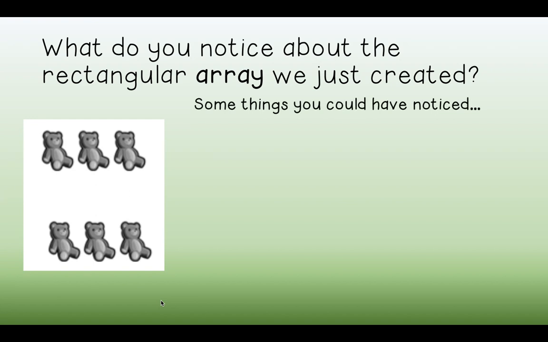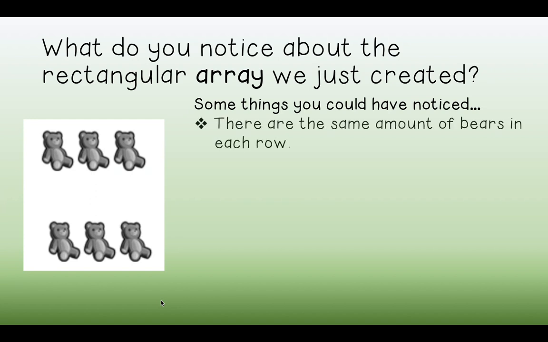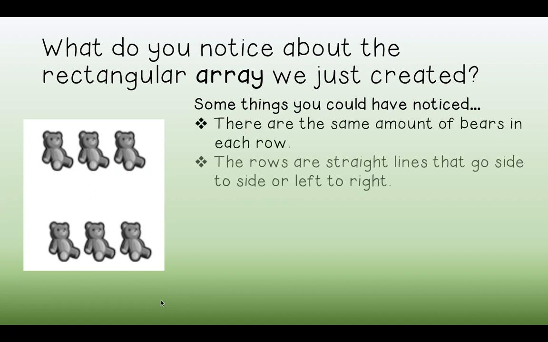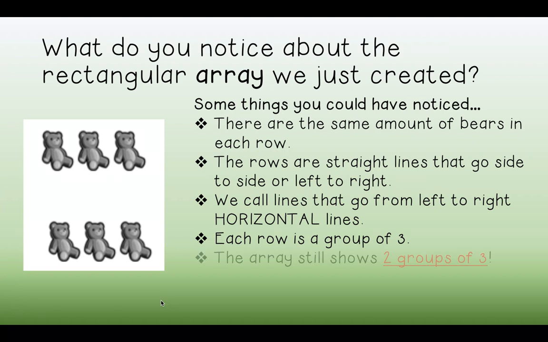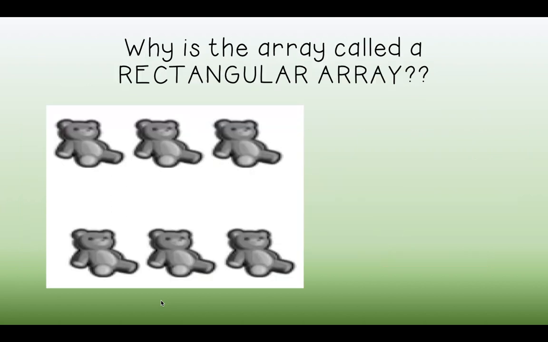So take a minute before I show you. What do you notice about the array? So some things you could have noticed include there are the same amount of bears in each row. The rows are straight lines that go side to side or left to right. We call lines that go from left to right horizontal lines, if you remember that. Each row is a group of 3. And the array still shows 2 groups of 3, just like the picture before.